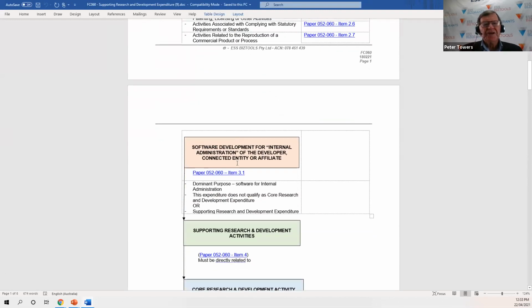There is a problem with software development, unfortunately. If the software development is primarily for the developer's own use as an administration tool, then the research and development incentive rebate normally does not apply. That's unfortunate. There's a lot of pressure being put on the government about that, but at this stage, it doesn't apply.